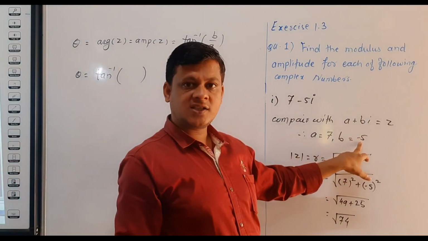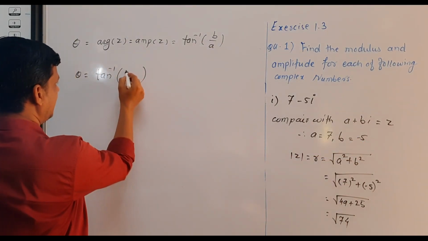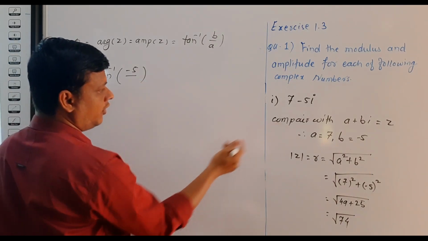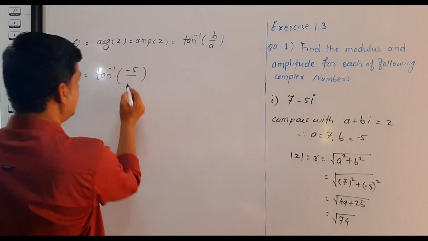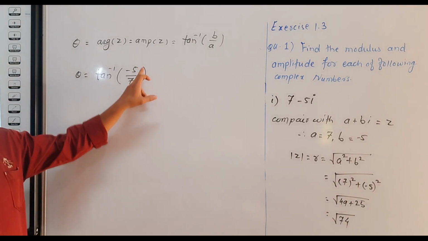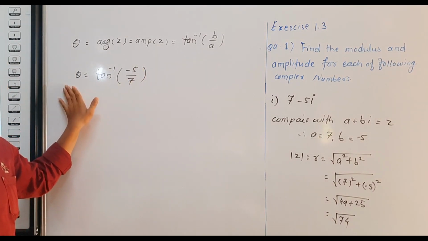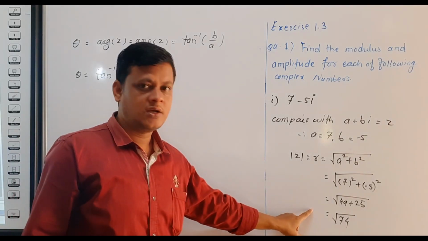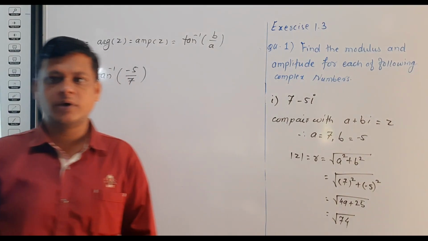The value of b is minus 5 here, so write minus 5 upon the value of a. The value of a is 7. So in this way we get theta equals tan inverse minus 5 by 7. This is the amplitude and this is the modulus of the given complex number.